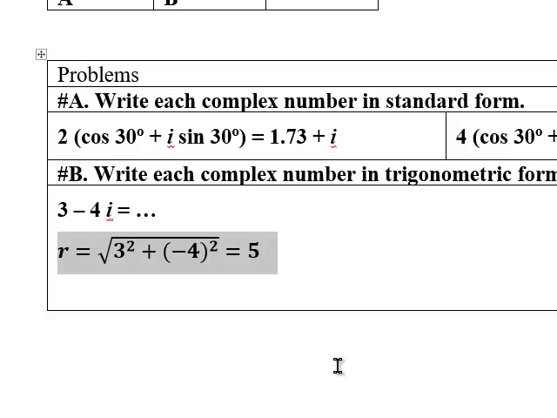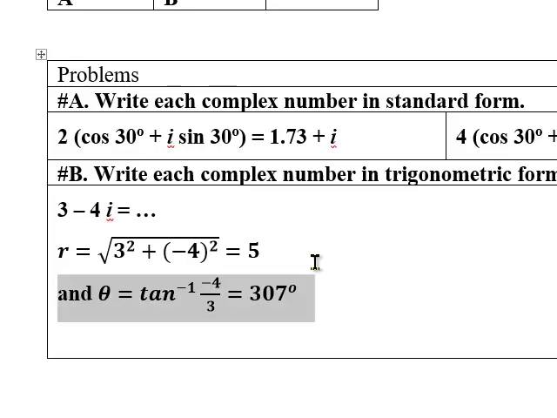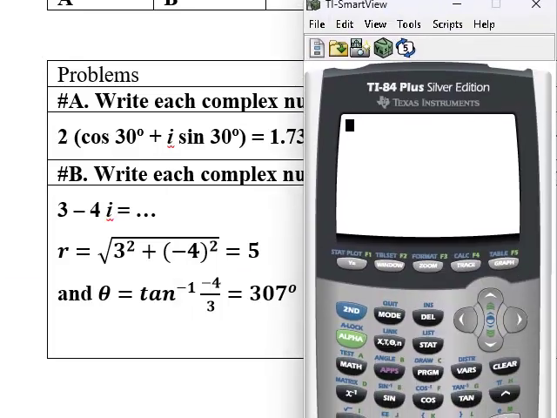So r equals the square root of 3 squared plus negative 4 squared, which is going to be 9 plus 16, which is 25. Take the square root, so r is 5. And then for the theta, it's going to be, take the inverse tangent of negative 4 over 3. So the y over x comes apparently out to 307 degrees, and I can show you that on the calculator. So inverse tangent of negative 4 over 3. There we go. And by the way, it's going to come out to negative 53, I believe. Yes, it does, negative 53.